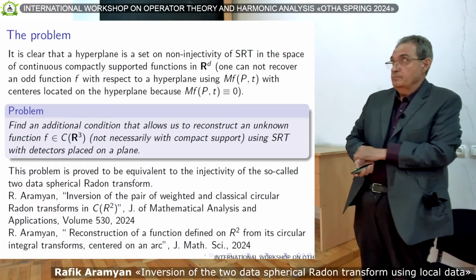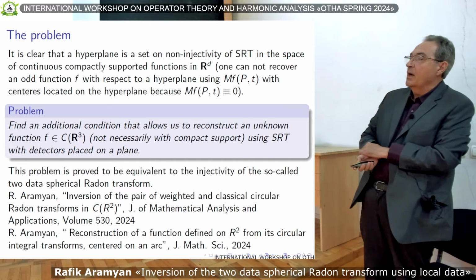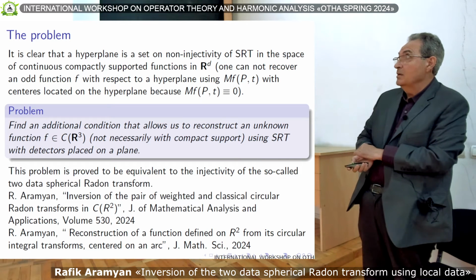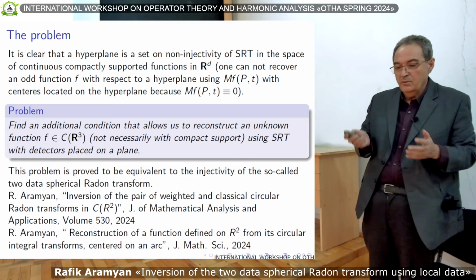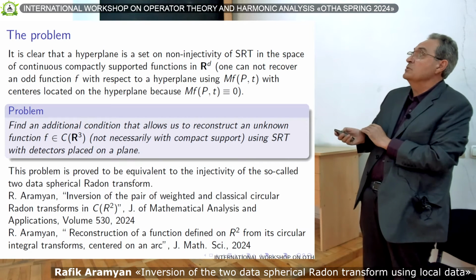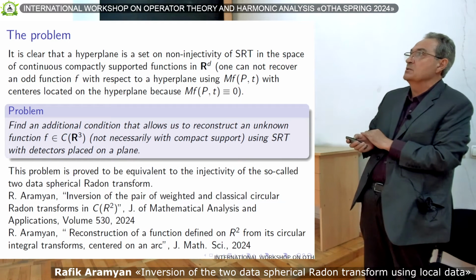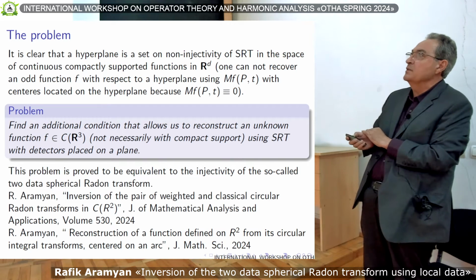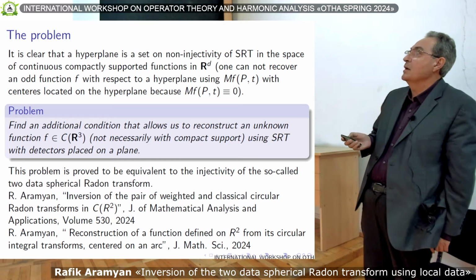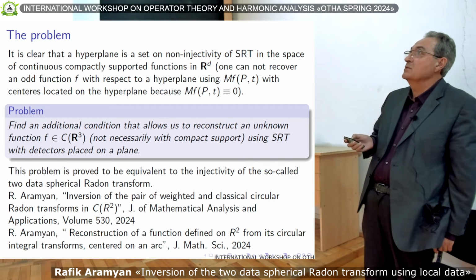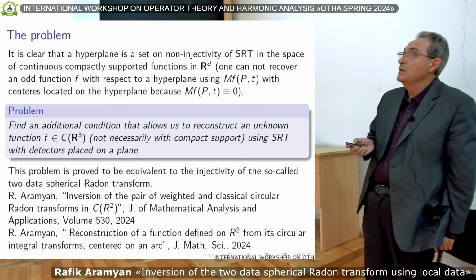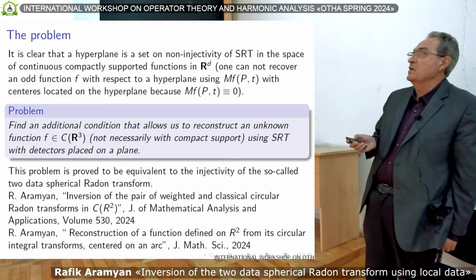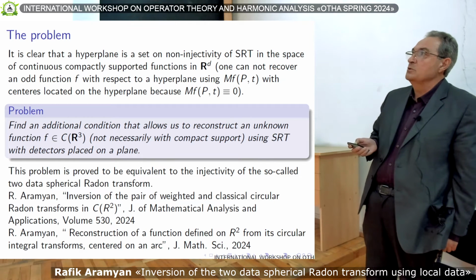Now about the problem. It is clear that a hyperplane is a set of non-injectivity of SRT in the space of continuous functions. Now we are in r-dimensional space, because really one cannot recover an odd function with respect to a hyperplane using spherical means with centers located on the hyperplane, because we have no signal. And the problem arises: find an additional condition that allows us to reconstruct the unknown function.